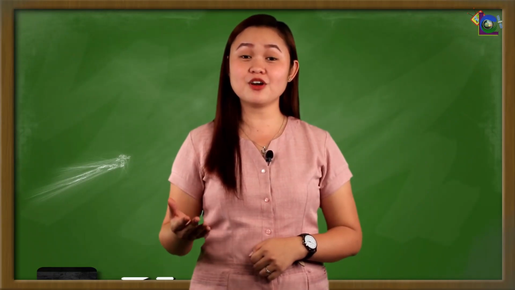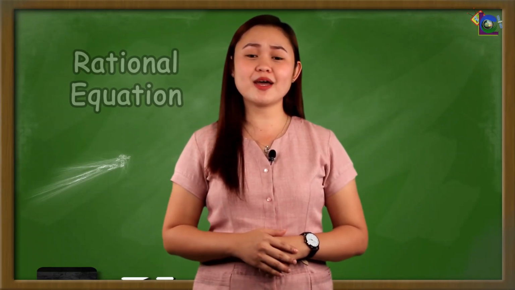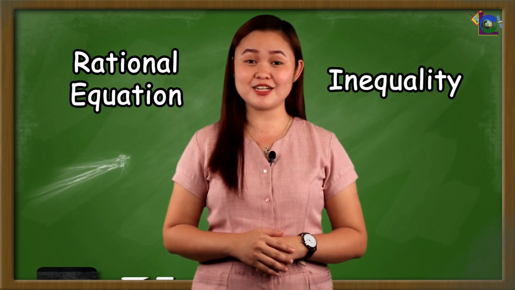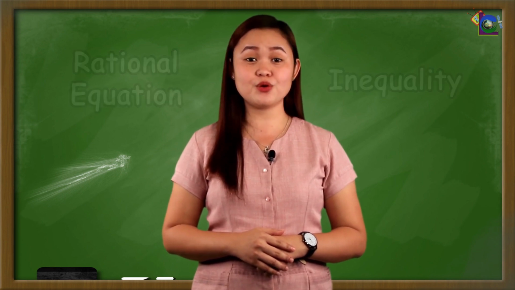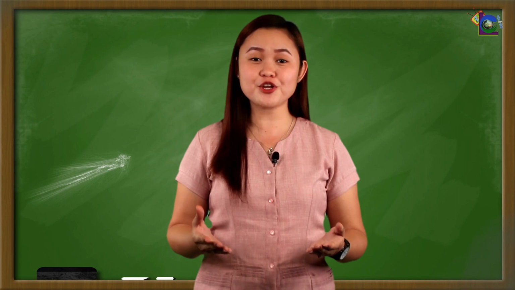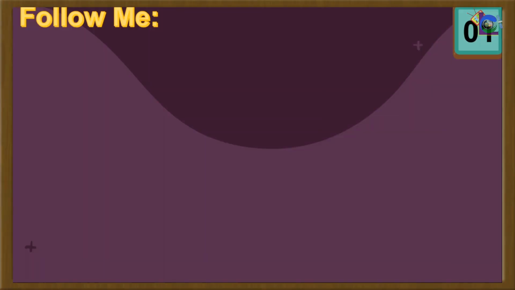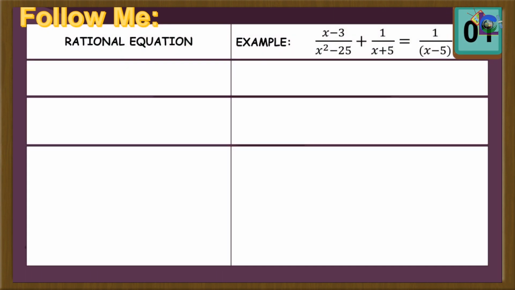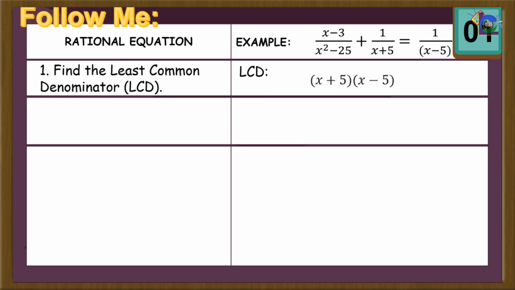Before we proceed to the lesson proper, try to answer the rational equation and inequality. I will be giving you the guided procedures for you to follow. Example number 1. First, find the least common denominator. Our LCD is the quantity of x plus 5 times the quantity of x minus 5.